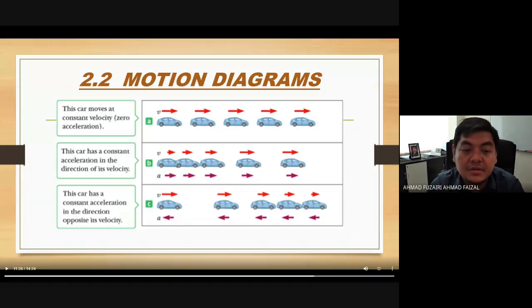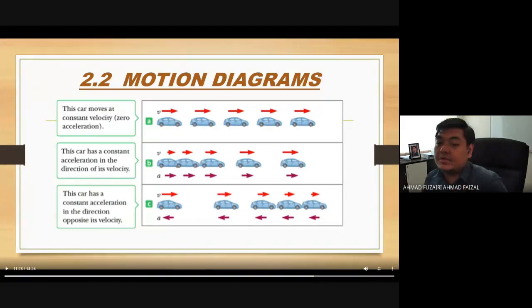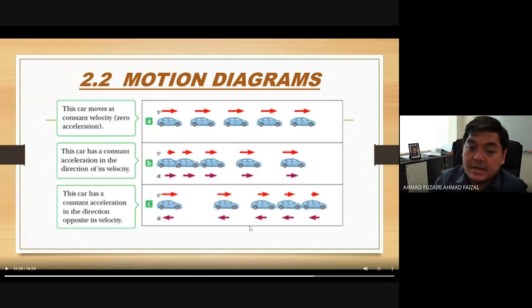And how about the car with constant acceleration in the direction opposite to velocity, like figure C? We can see that when the car is starting to stop, it is trying to reduce its speed. And of course, it will show you the impact when the car stops.